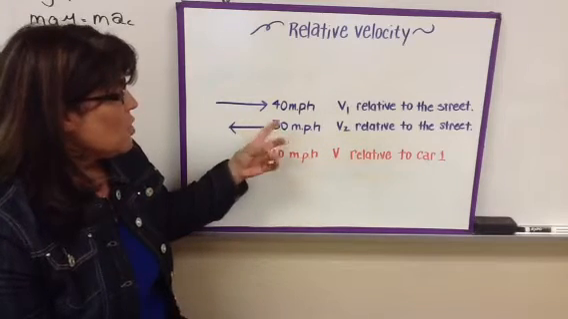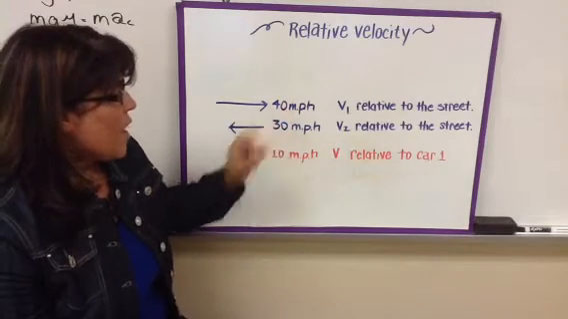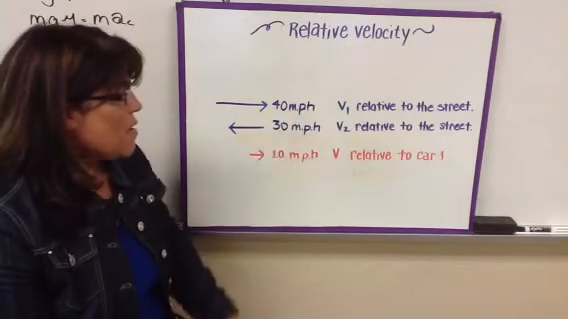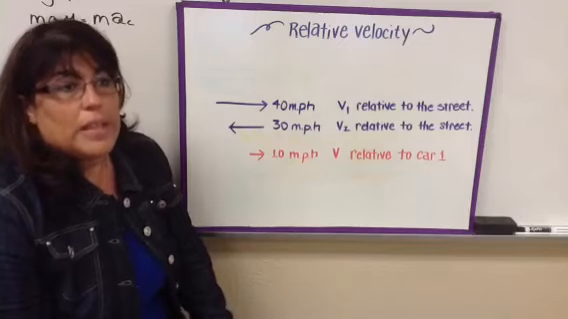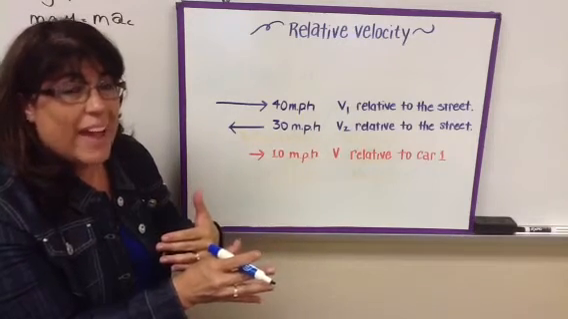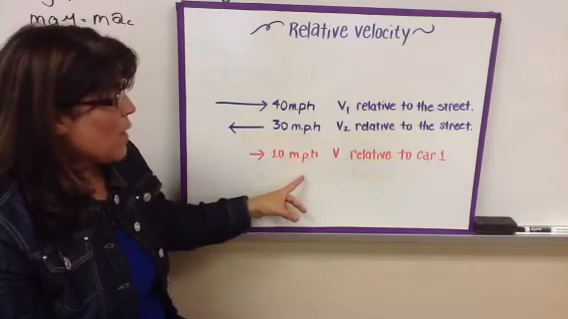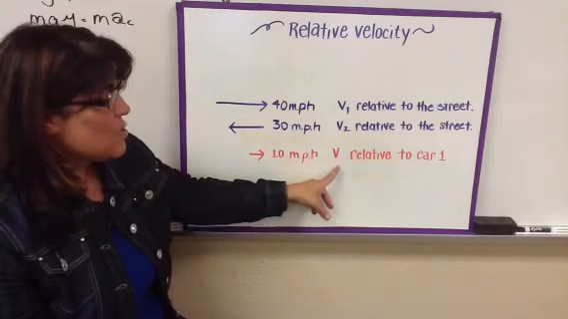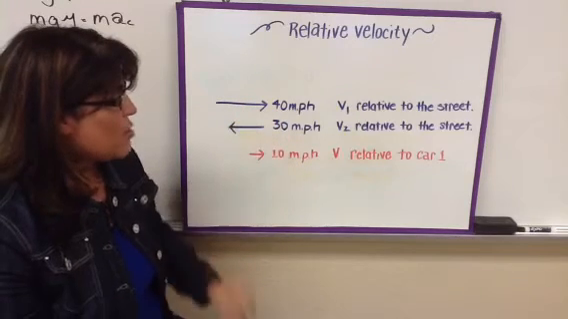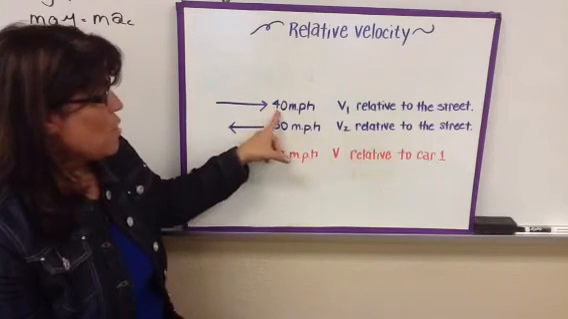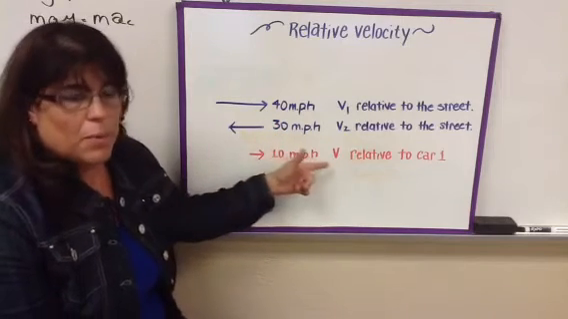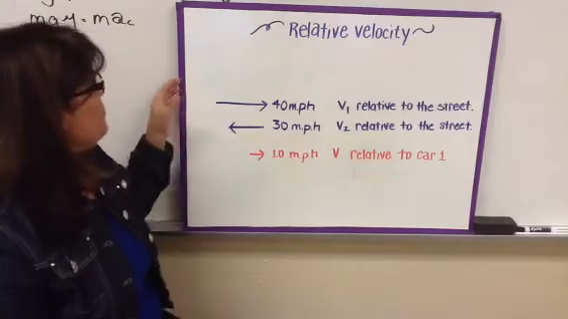What does it look like is going on if I'm in my car? This other car relative to my car is actually going to look like they're going 70 miles per hour, very, very fast past me, where you'd add them together. Now, if we wanted to talk about the velocity of the street relative to car 1, you would take the subtraction of the two. So you have 40 miles per hour minus 30, and you'd end up with a 10 mile per hour going that way.